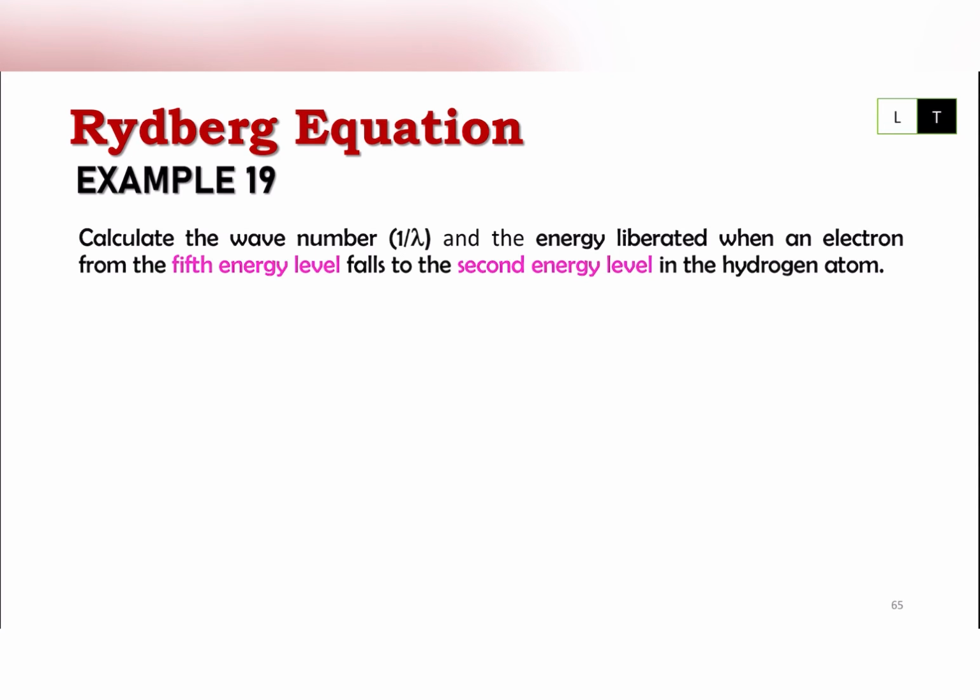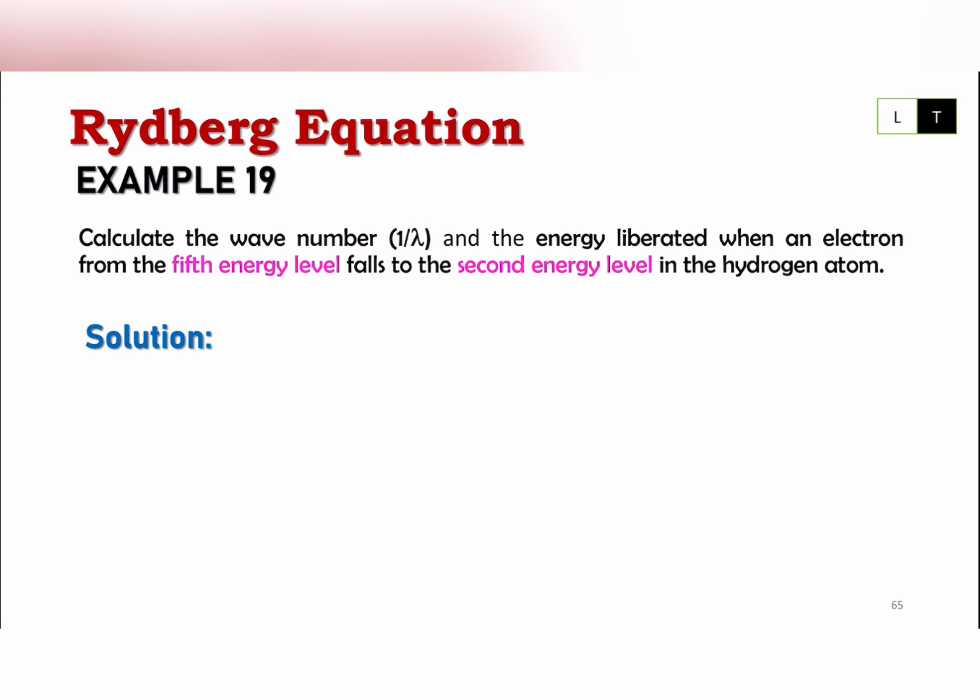First thing first, I want you to calculate the wave number and the energy liberated when an electron from 5th energy level falls to the 2nd energy level in hydrogen atom. This is a new term for you, wave number. The symbol will be 1 over lambda.